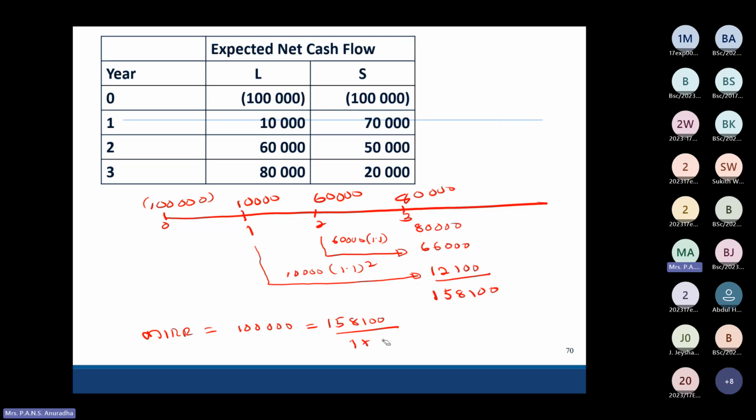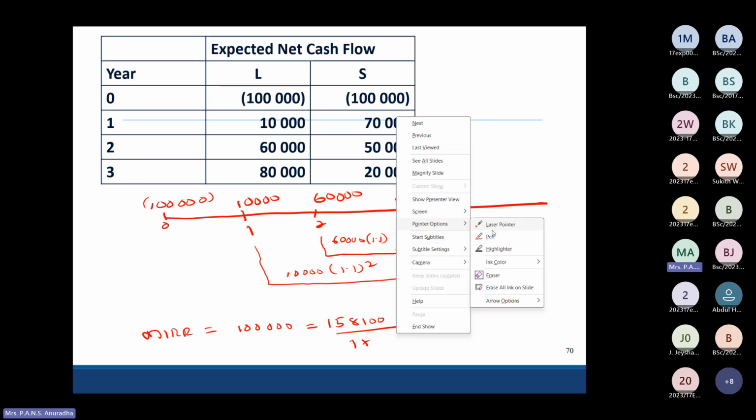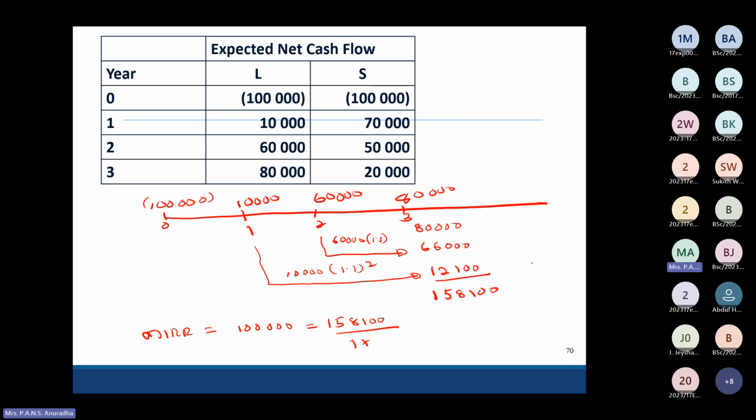Rather than saying here, this is the modified internal rate of return. So 1 plus MIRR, time is 3 years. So now you can solve this for MIRR, the modified internal rate of return. So it will give you the answer. So let's calculate it.